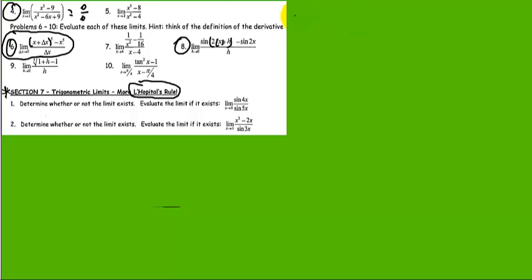So let's look at number 8. They have the limit as h goes to 0 of sine of 2 times (x plus h), minus sine of 2x, all over h. Sorry about that, let me rewrite that. The parentheses should go around x plus h.